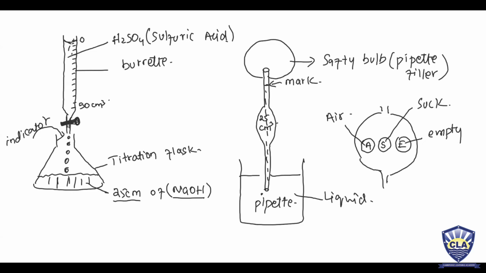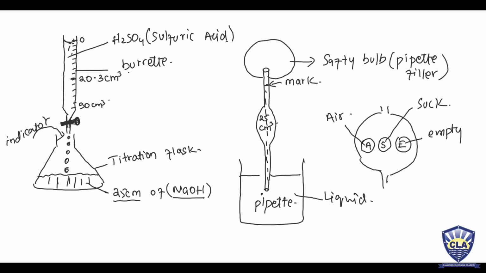So what would happen? A time will come when the indicator is going to change its color. So as soon as the indicator changes its color, what should you do? You should turn off the lock. Just this tap should be off, and just see how much acid has been used. Let's suppose the acid used up here is 20.3 cm cube. You got it, guys? Yes, yes, sir.